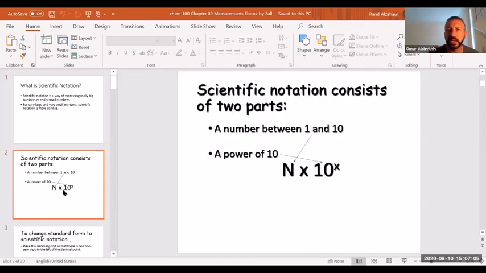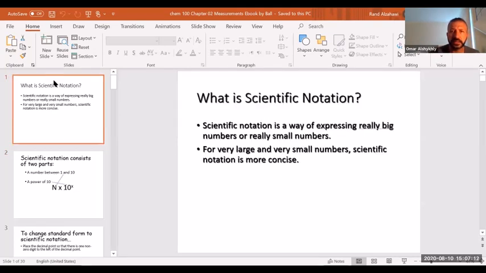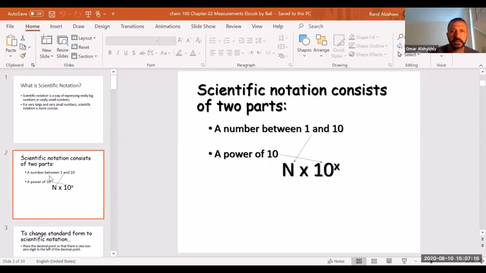Okay, so how will you write the scientific notation? Scientific notation has two parts. Okay, guys. So it has two parts. Okay, so just 1 minute. As I said, the scientific notation has two parts.